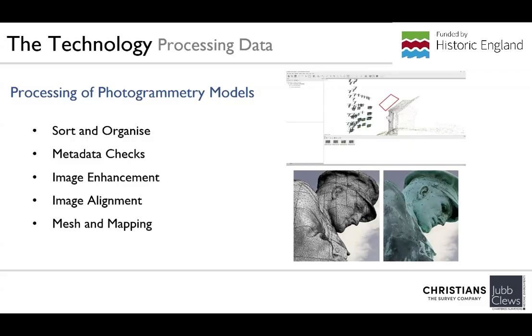And then lastly, the texture mapping occurs. This is where the high-resolution images are applied to the mesh to enhance realism. Texture mapping transforms a bare bones model into a visually rich digital representation.